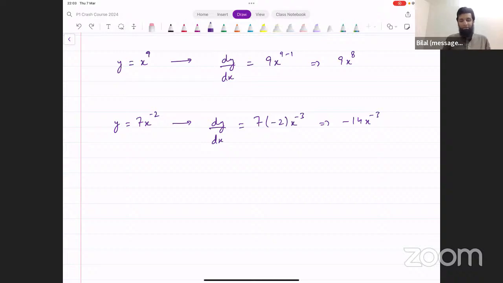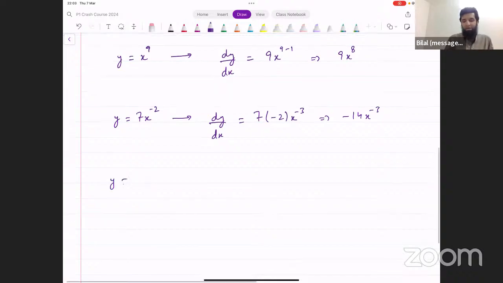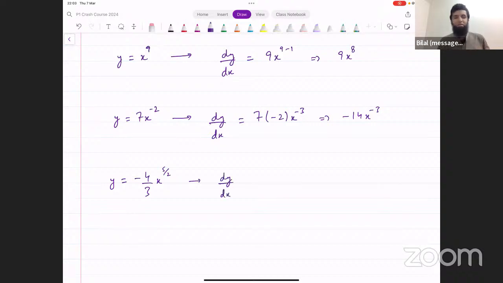Okay, let's take another example. Let's say you had something like this. y equals minus 4 over 3 into x raised to power 5 over 2. What about this? How would you differentiate this? Anyone? Take 30 seconds and let me know what the derivative of this function should be.